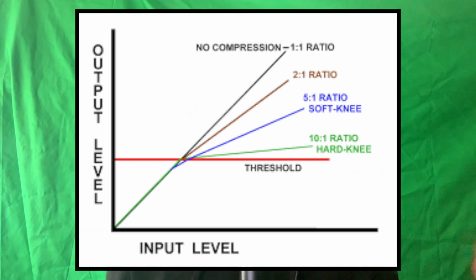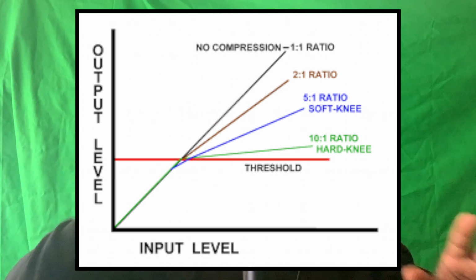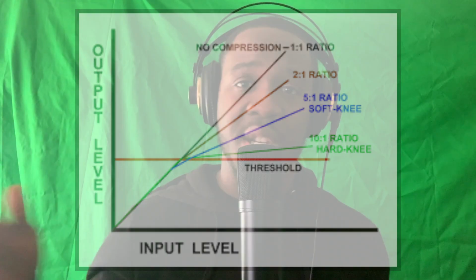So ratio 1:1 is basically no compression, but 20:1 is hard compression, and in most compressors that is the limit, 20 to 1. So the basic idea of a compressor is that, in basic terms, it makes loud sounds softer.